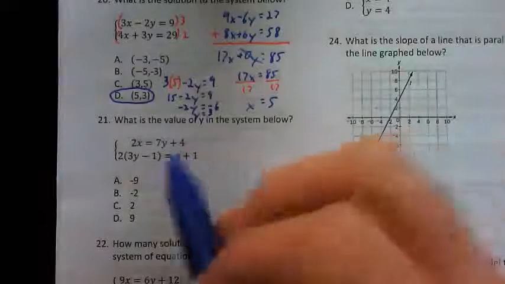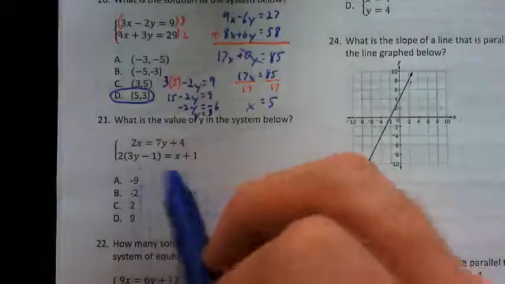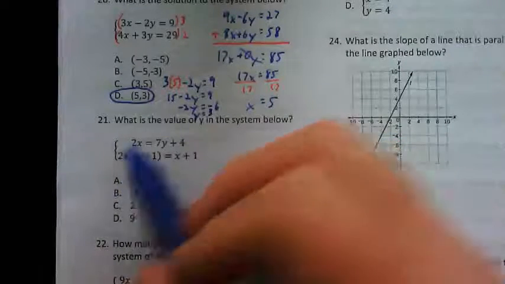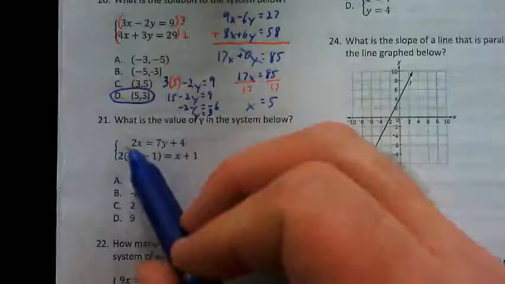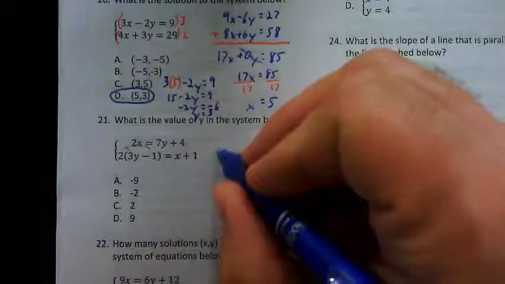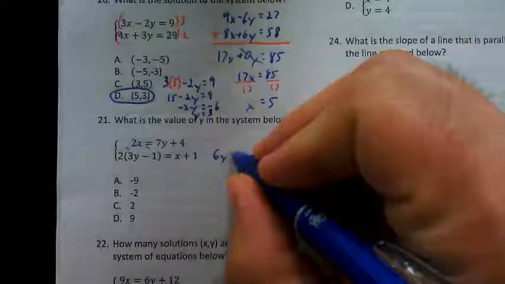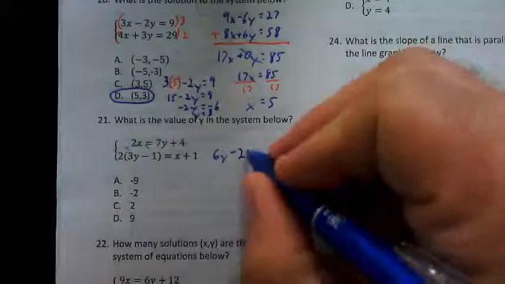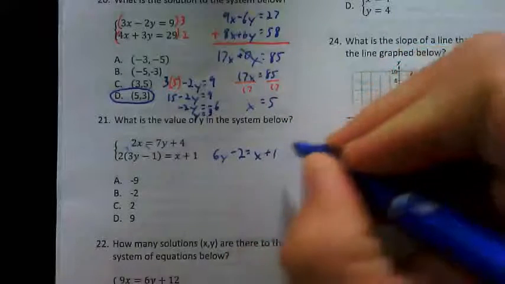So first thing I would do is try to get this into a format that is a little bit easier to solve. So maybe get both of them into the same format, or get one of them set equal to a variable. That bottom equation looks a little bit complicated, so maybe go ahead and get rid of the 2 by distributing it to both of those. So we would have 6y minus 2 equals x plus 1.